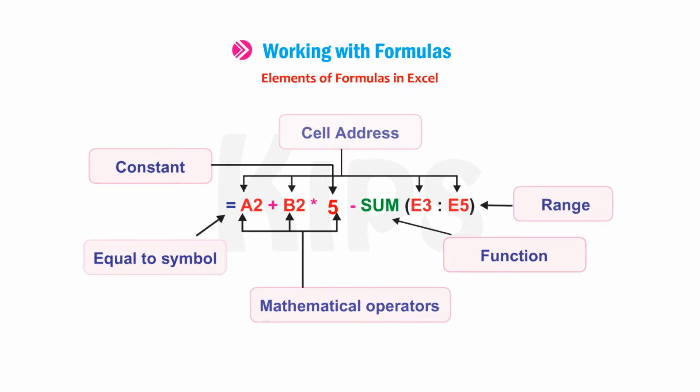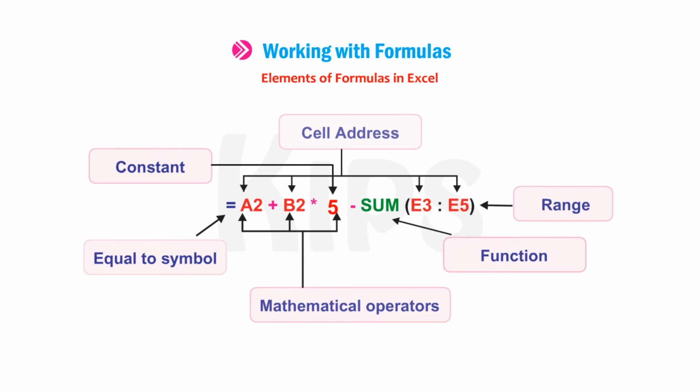Now you can see here the elements of formulas. It is not necessary to use all the elements at a time. You can use a few elements, or you can use all of them. Cell addresses are known as references. Constants are values which remain fixed and do not change. The equal to symbol is required to start the formula or function. Mathematical operators perform operations, and functions are predefined formulas in which we provide the range or addresses of the cells, so operations can be performed on that particular range.